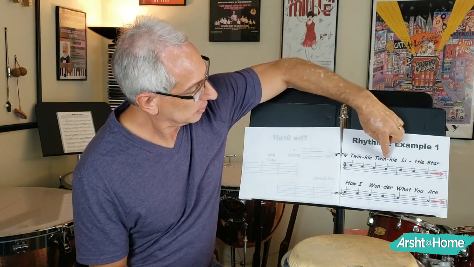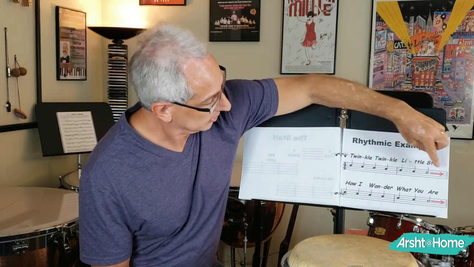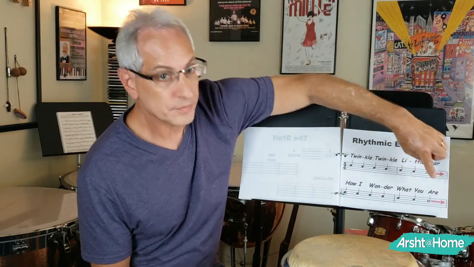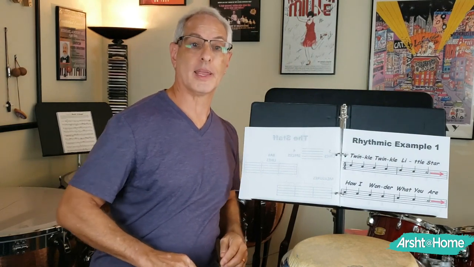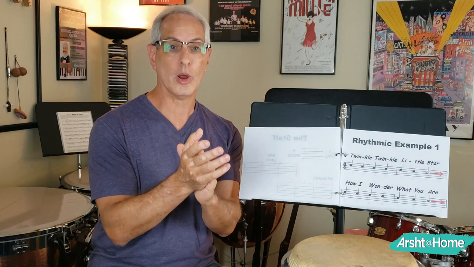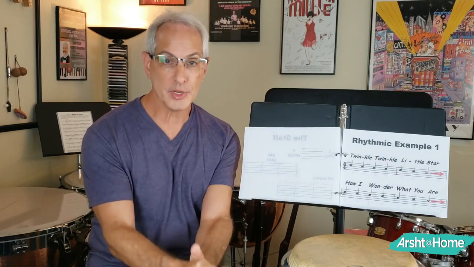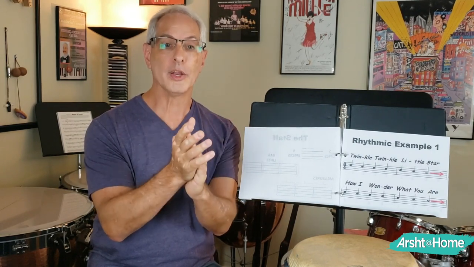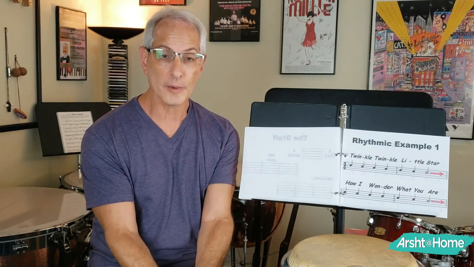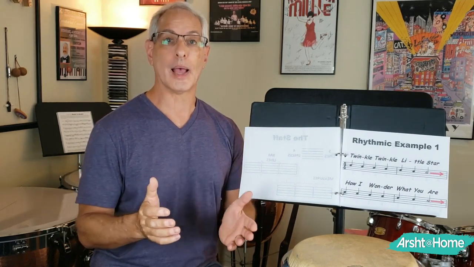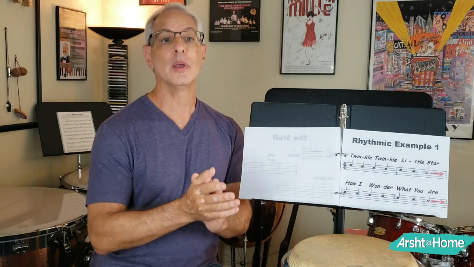Twinkle, twinkle, little star, how I wonder what you are. We're going to clap this rhythm after I count four. One, two, three, four. One, two, three, four. One, two, three, four. One, two, three, four. One, two, three, four. Now let's do it again, saying the words twinkle, twinkle, little star while we clap the rhythm. One, two, ready, go.